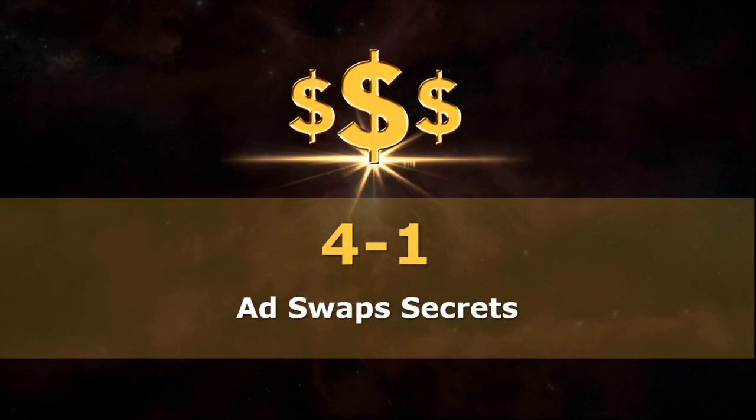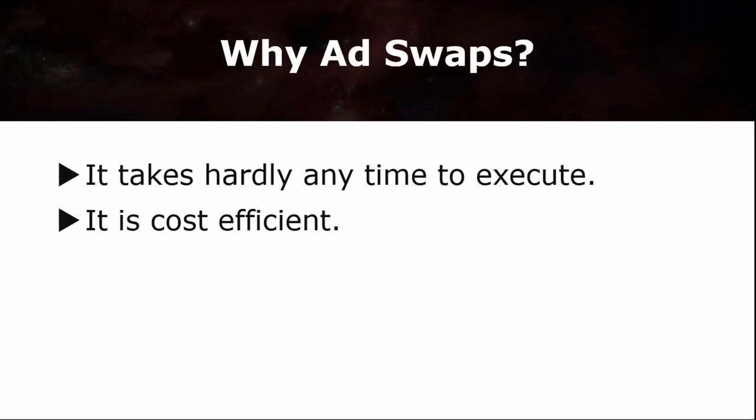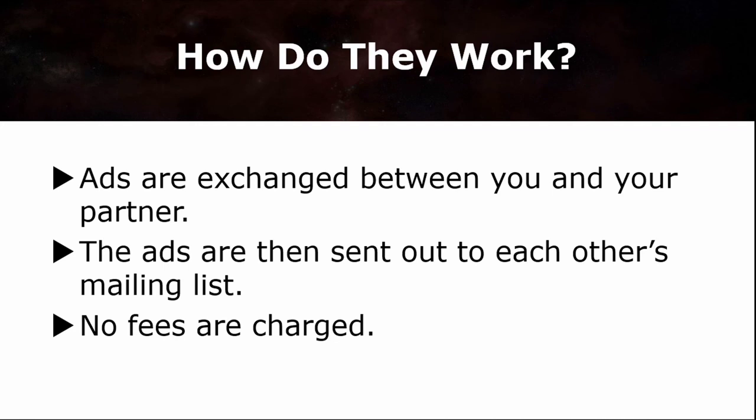In this module, you'll learn how you can easily generate traffic via ad swaps and the tactics in effectively executing your ad swaps. Ad swaps has become one of the most preferred methods in generating traffic, as it takes hardly any time to execute, and most important, it is cost efficient. Ad swaps work in a way where ads are exchanged between you and your partner. The ads are then sent out to each other's mailing list. Why do I say it's cost efficient? Usually, no fees are charged for ad swaps, as you are exchanging each other's ads in exchange for the fee, and the people from your list will subscribe to theirs, and vice versa.